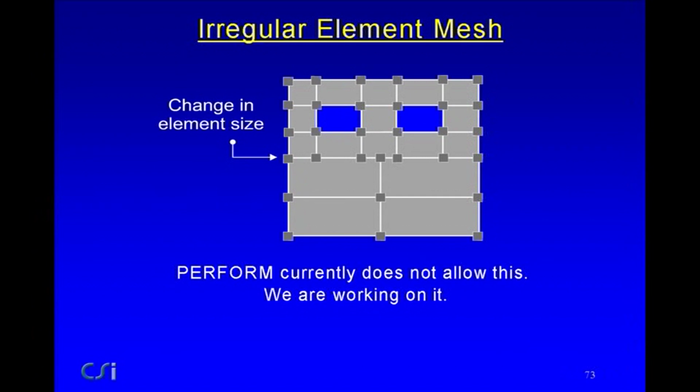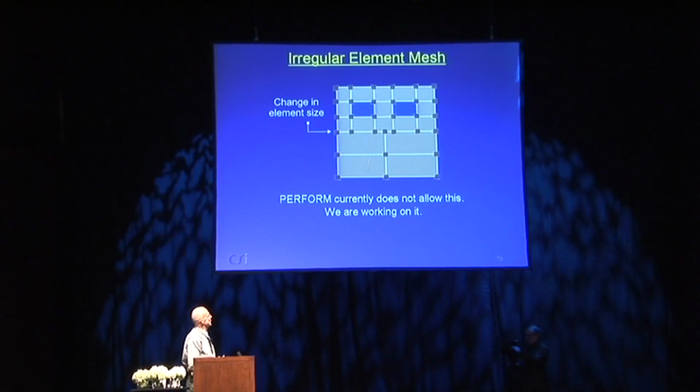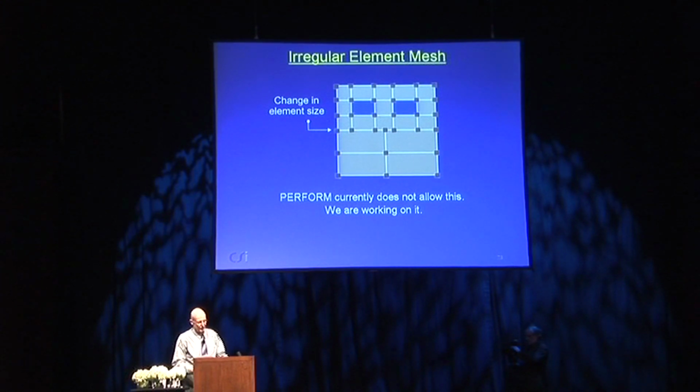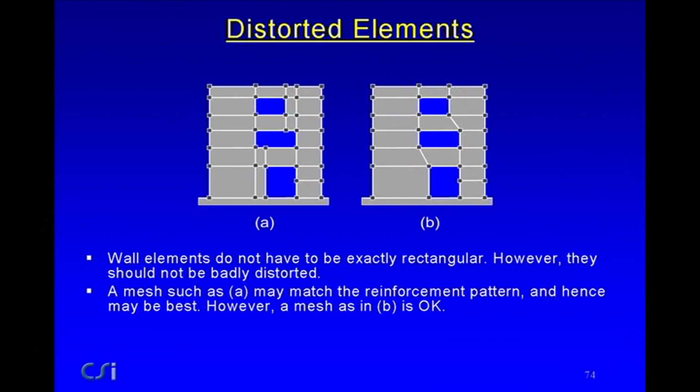Irregular meshes. SAP is really good at allowing you to change meshes. You go from place to place, for example, from a coarse mesh to a finer one. We don't have this capability yet in Perform. You really basically can't change the mesh like that. You probably don't really want to very much, but there may be some cases, and that's something we're working on. Currently, we don't allow it.